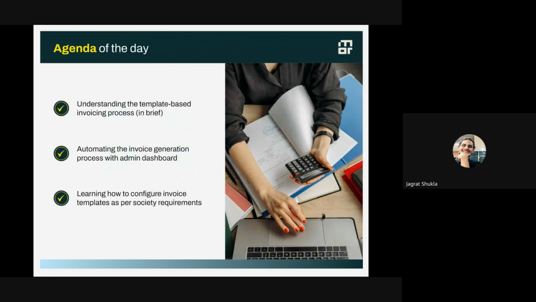Now, let's review what we'll cover in today's session. First, you will get a clear overview of how the invoicing template process works and how to save time and reduce errors in that, followed by a practical demonstration of automating invoice generation. And lastly, a hands-on guide to tailoring templates with your society's branding, terms and specific requirements that you might have. After covering these topics, we'll open the floor for your questions. So feel free to add them throughout the presentation.